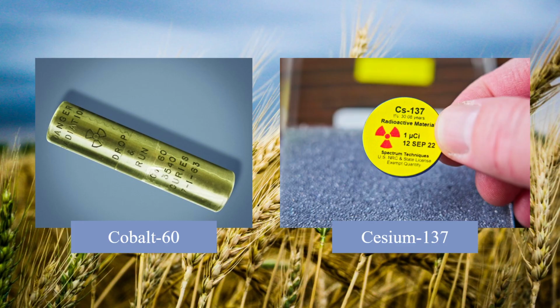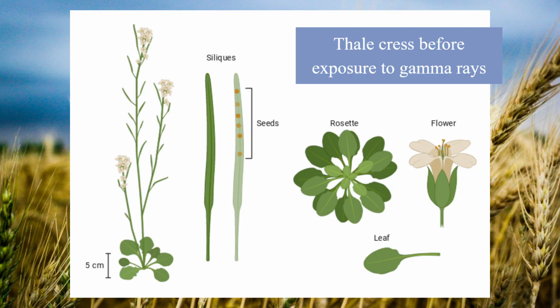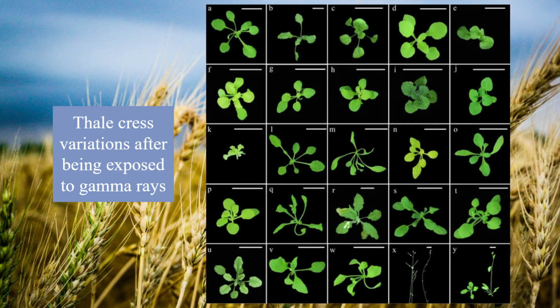If you're curious to see how a plant will look before and after the treatment, I will show you the tail crest before it has been exposed to the gamma rays. And these are the plant variations of the tail crest after it has been exposed to the gamma rays. You can see the differences in leaf size, leaf shape, and the overall size of the plant.